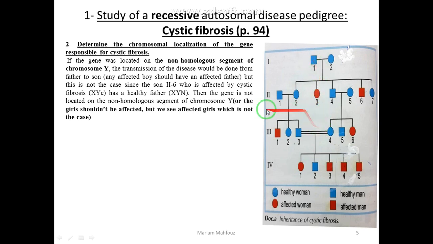Or we can also mention that in this case, if the disease is on the Y, the girl should not be affected, which is not the case.